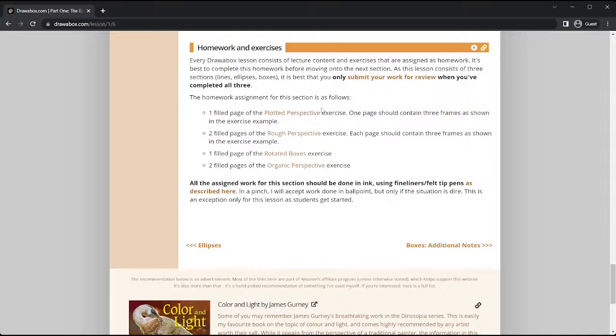Let's see, the homework assignment for this section is as follows. Plotted perspective. 1 page of plotted perspective. 1 page should contain 3 frames as shown. Okay, 2 filled pages of rough perspective, 1 filled page of the rotated boxes, and 2 filled pages of the organic perspective exercise. Woo, we've got a lot of pages to do. All the assigned work for this section should be done in ink and all the usual stuff. Okay, cool.